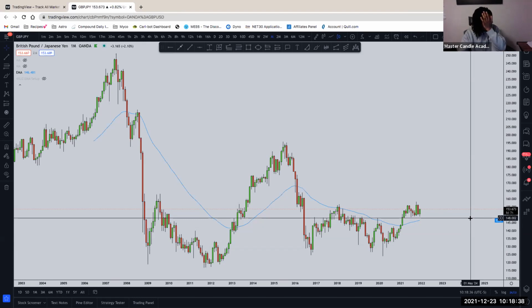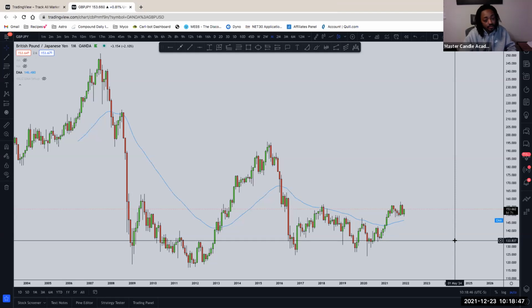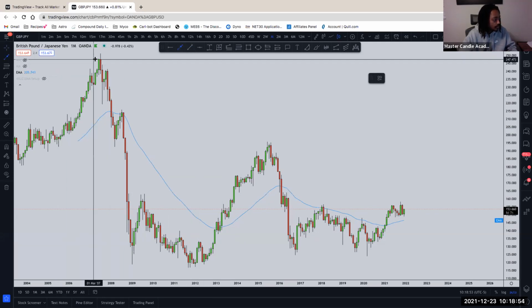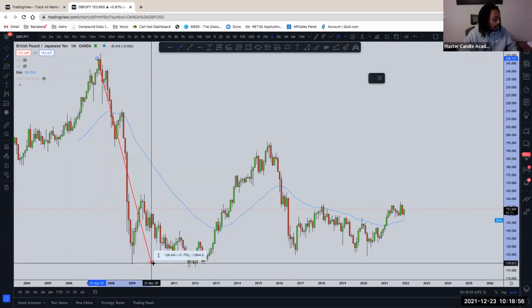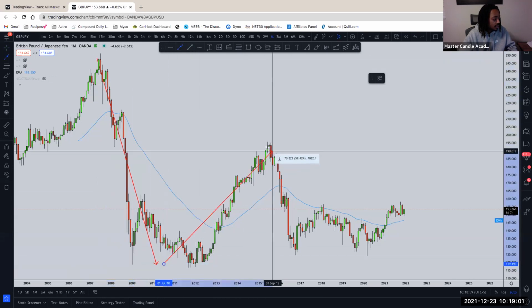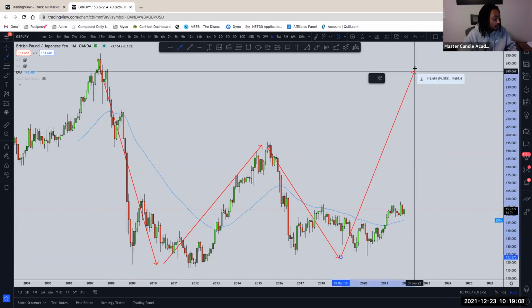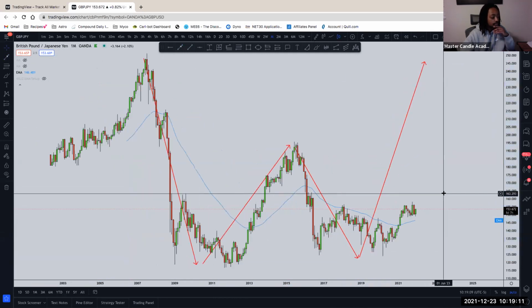So when you can come to a monthly time frame and identify this pattern, it literally makes it easy to do everything else on a lower time frame. All right. We see that the market has made this W. So that's what we're looking for.